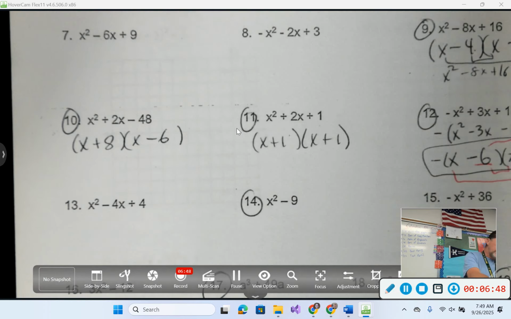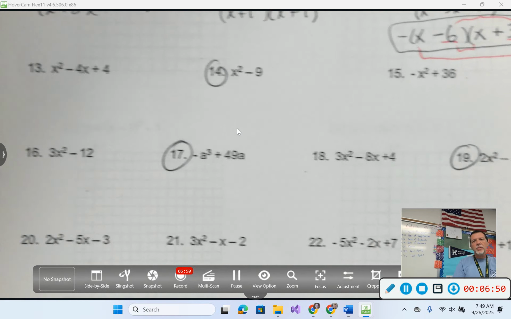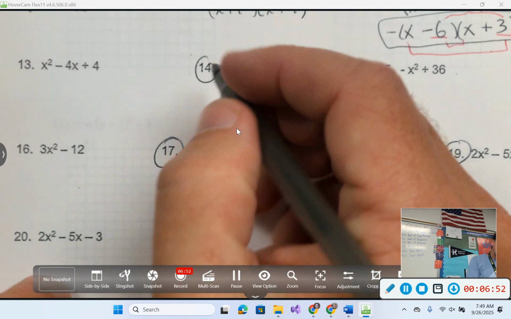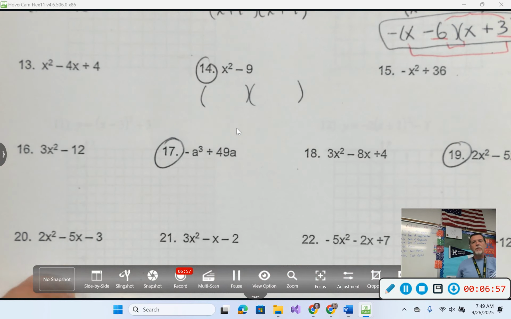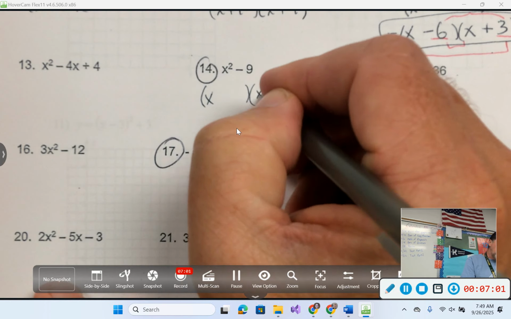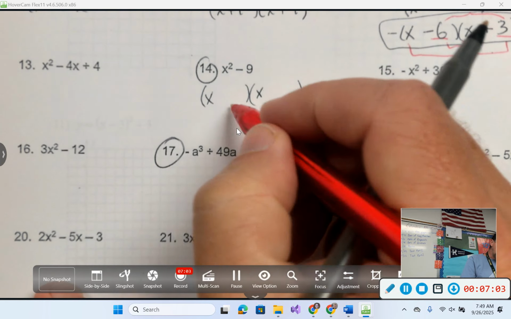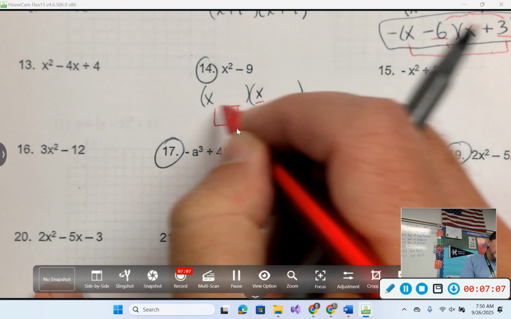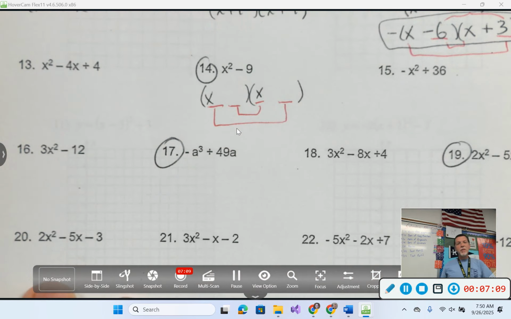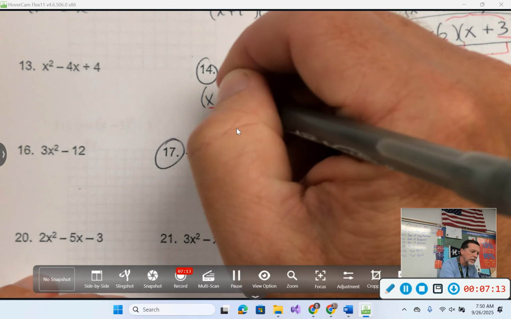All right, 14 looks a little different because it doesn't have a middle term. Or the middle term is 0. Maybe a different way to say that. So x times x gets me to x squared. And I need to come up with two numbers that basically cancel each other out. So they've got to be the same number but different signs. So plus 3 and minus 3.